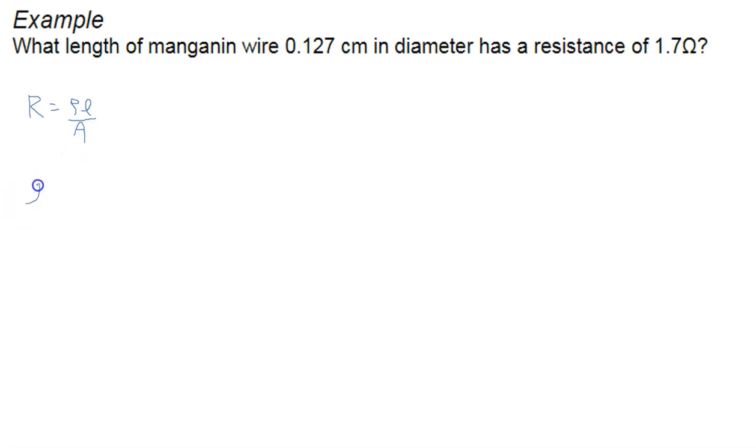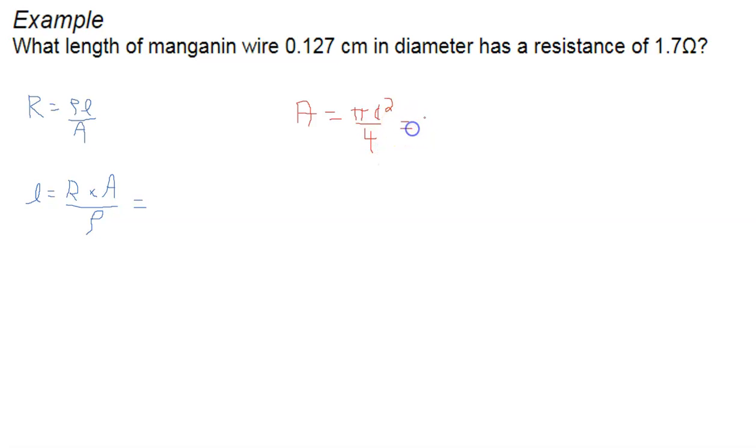And so if we solve that for L, we have resistance times the cross-sectional area divided by rho. Rho comes from the table, and the resistance is given. Of course, we got to find the area. Okay, so the area then is pi times d squared over 4 for the area.